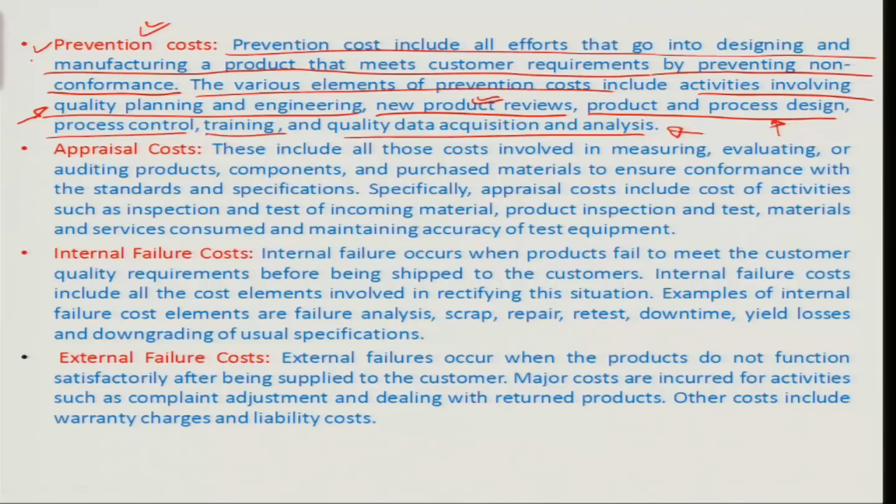So that's what prevention cost is: preventing non-conformance and the cost associated with preventing that non-conformance. Obviously, there would be an appraisal which is needed at every stage, which includes measurements. All quality parameters are somehow subjected to a thorough check in terms of some measurements.